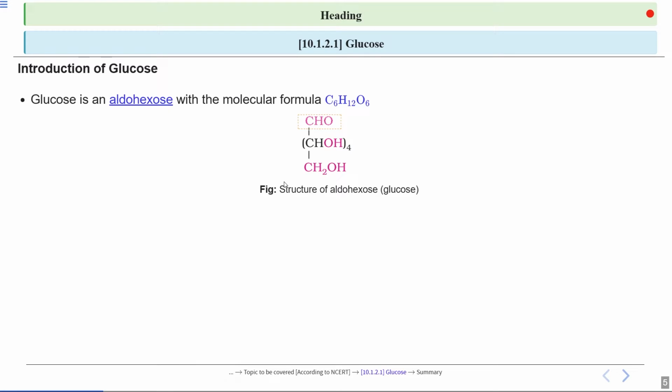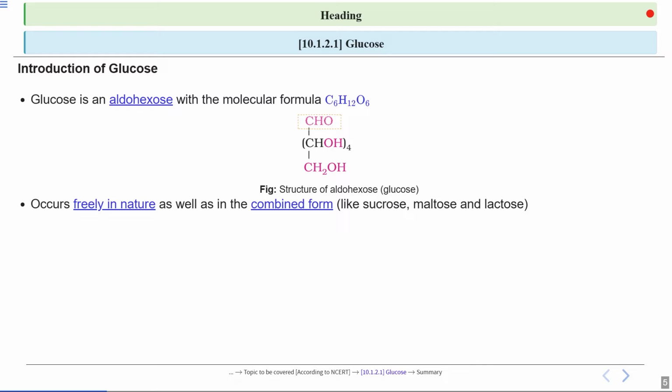So notice this is a structure of glucose. See the number of carbon atoms: 1, 2, 3, 4 over here, so 4 plus 1, 5 and 1, 6. It has an aldehyde group, which is CHO group. Okay, so this is a structure of an aldohexose, which is known as glucose.